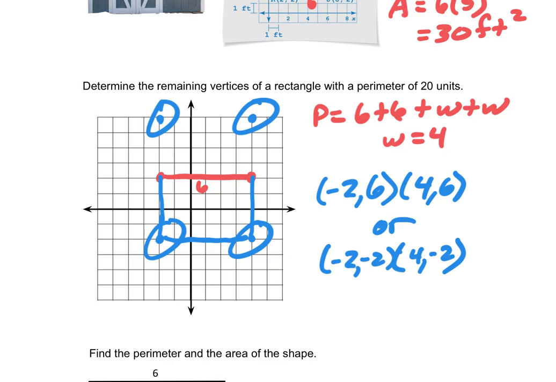Okay, and so it kind of depends on how the question is being asked. Give me one pair of coordinates that would give me a rectangle. In this case, I came up with both of them because it just says determining the remaining vertices of a rectangle with a perimeter of 20. So probably wouldn't need both of them, but we could come up with both of them if we have to.